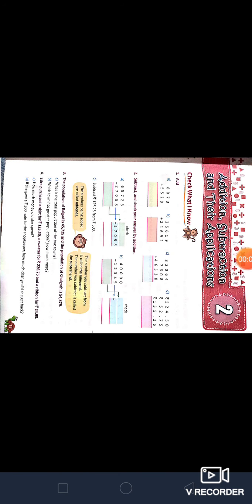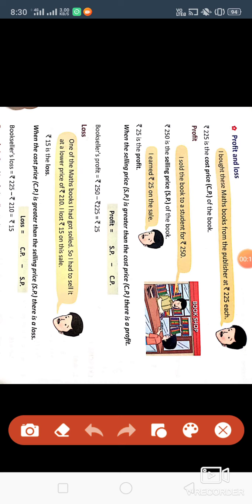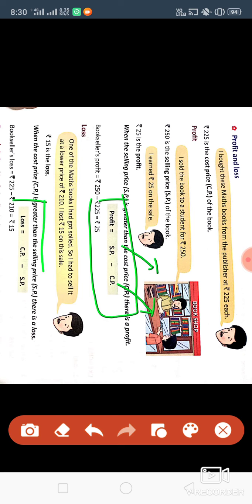So, once again, I am going to teach you maths, chapter 2. Okay. So, yesterday we discussed two formulas, that is profit is equal to SP minus CP. What was your SP? Selling price. What was your CP? Cost price. Then another formula, loss is equal to CP minus SP. What is your CP? Cost price. SP, selling price.